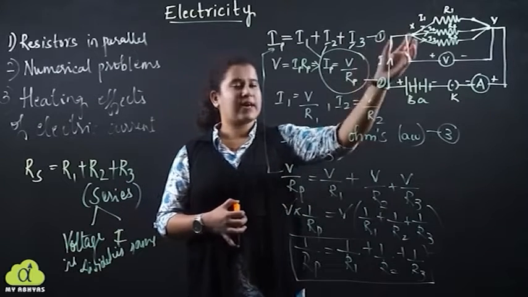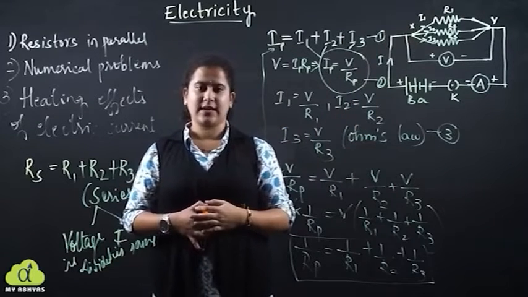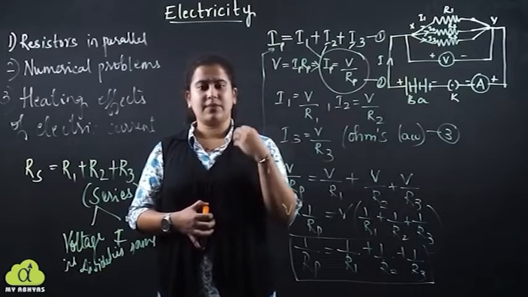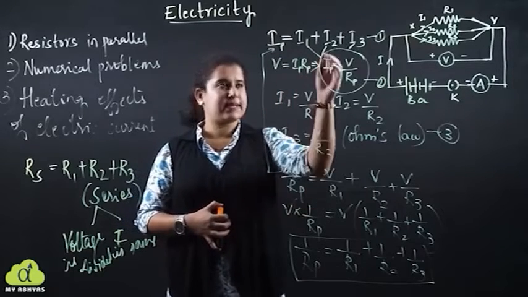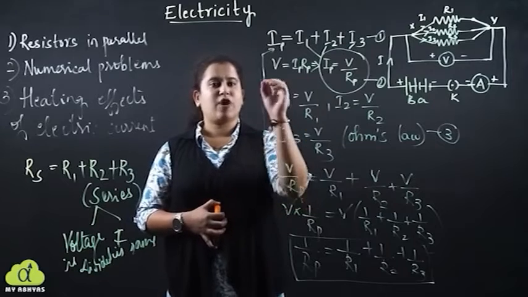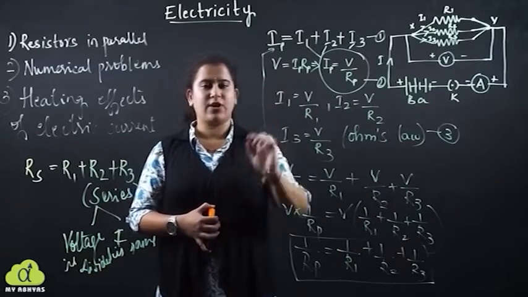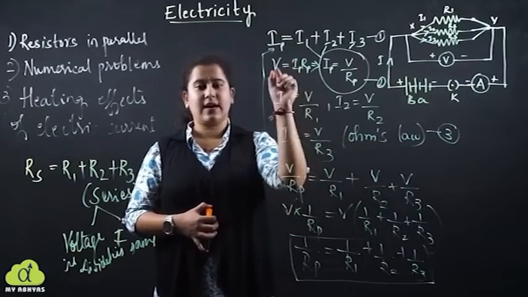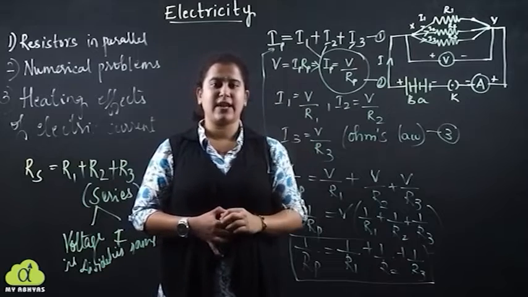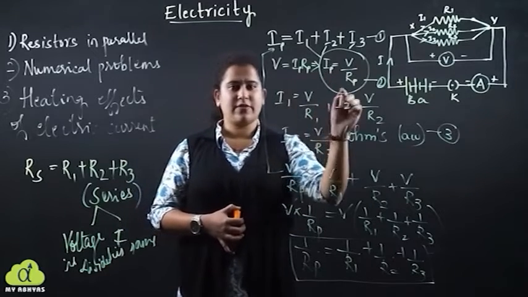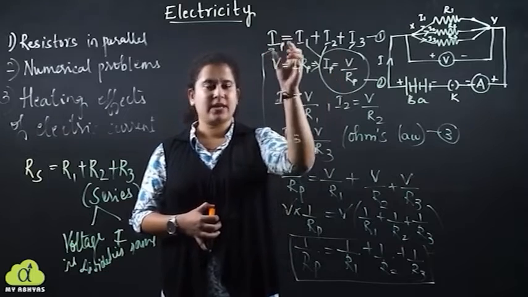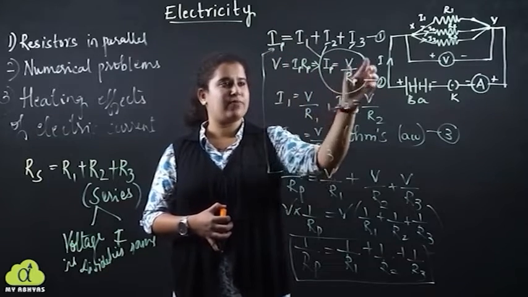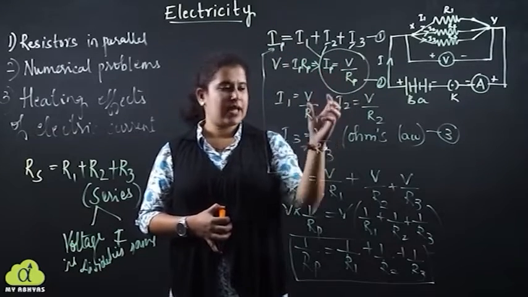After that, when the current is divided, I have to find out the total current, that is the current for the whole combination. So IP is equal to I1 plus I2 plus I3. From Ohm's law, V is equal to IR. From that equation, I'll take the value of I. So I will be equal to V by RP.